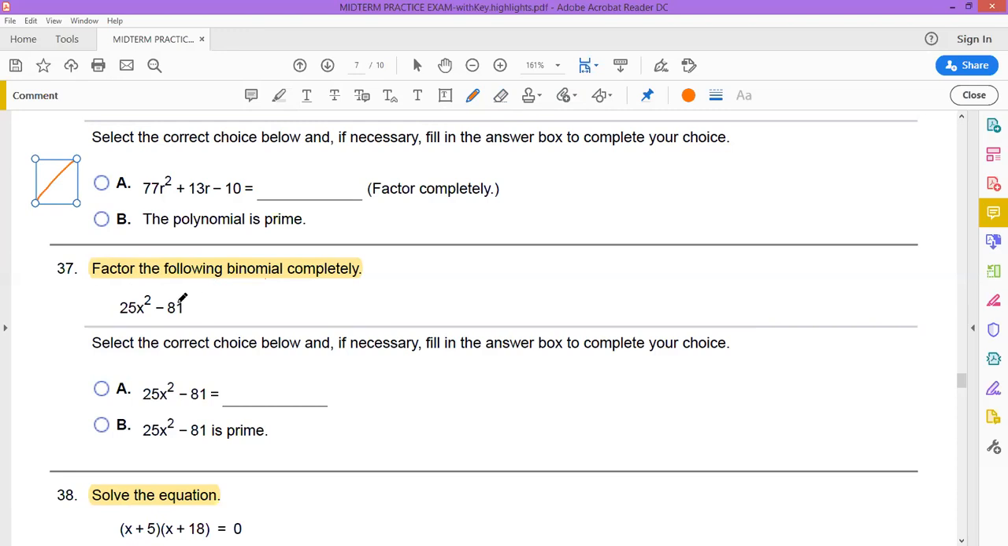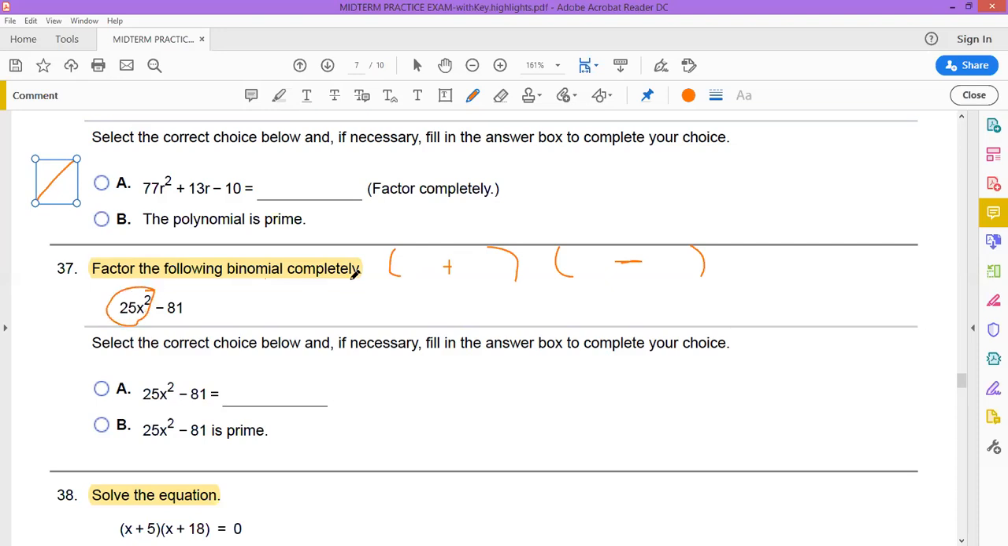9 times 9 gives us 81. That's why 81 is a perfect square. So whenever you have a minus in between two perfect square terms, we would factor it using two sets of parentheses. One should be a plus, one should be a minus, and in front would be those numbers you multiply together to get 25x squared.